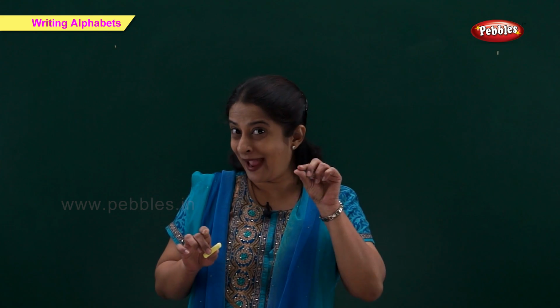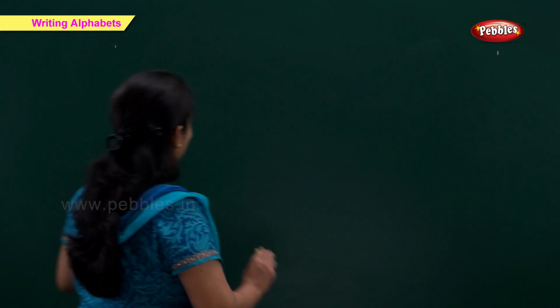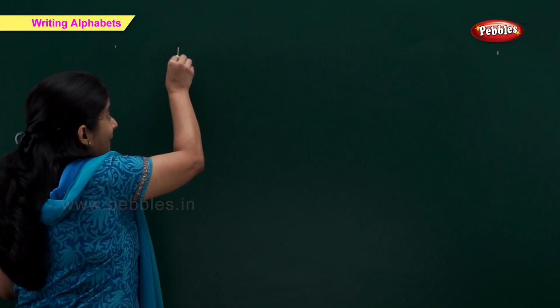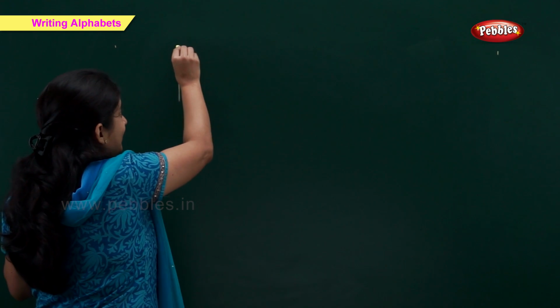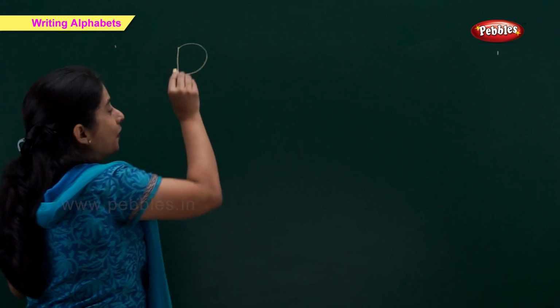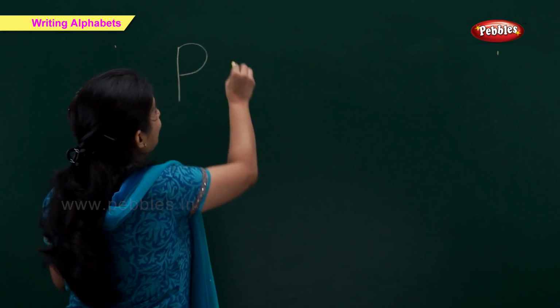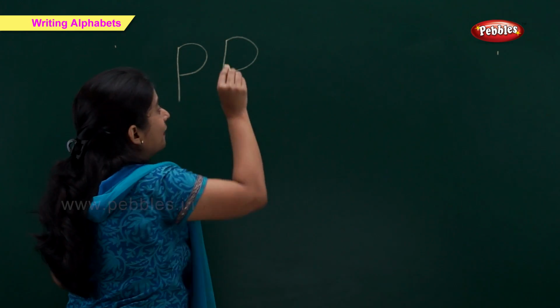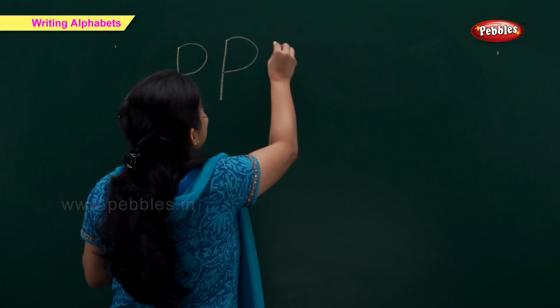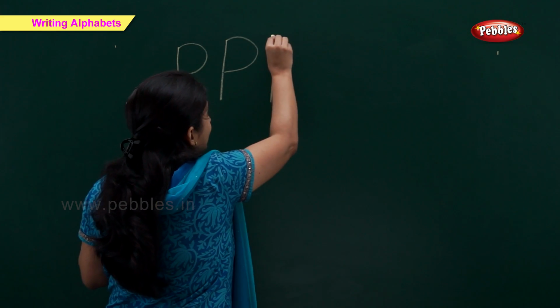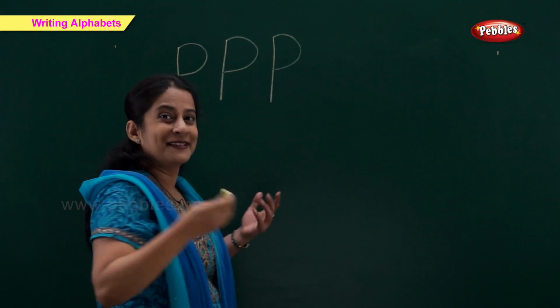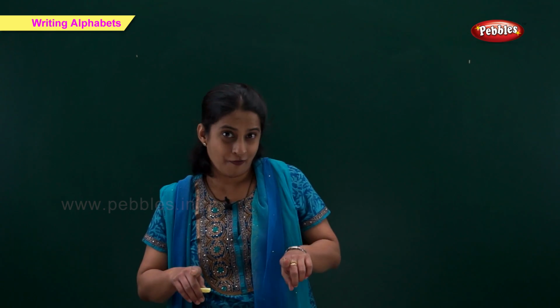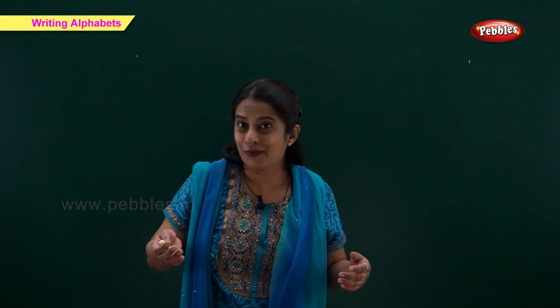P for parrot. Standing line and a curve makes P. Now we are going to write Q.